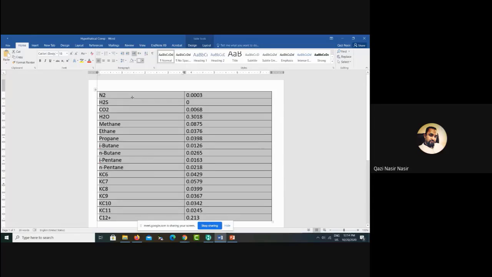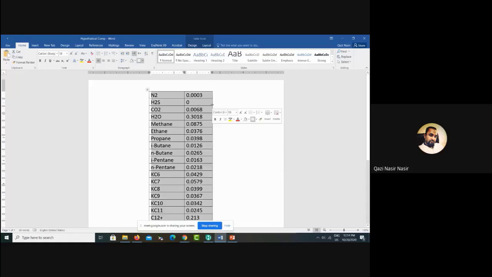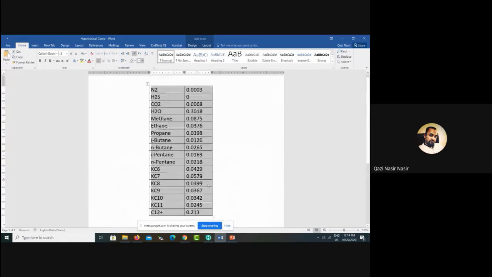Right, I hope you can see this one now. So this is the composition that we have, and up to here you understand what the components are. Okay, what is KC6, KC7, KC8, KC9, KC10, KC11, and C12?